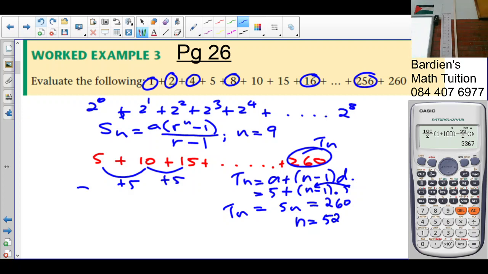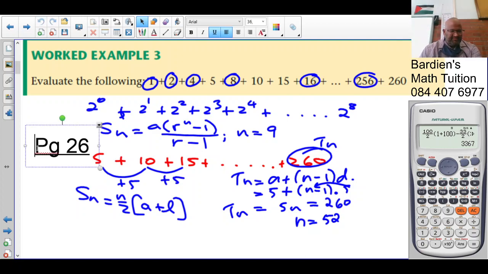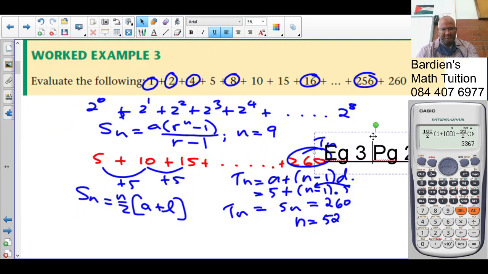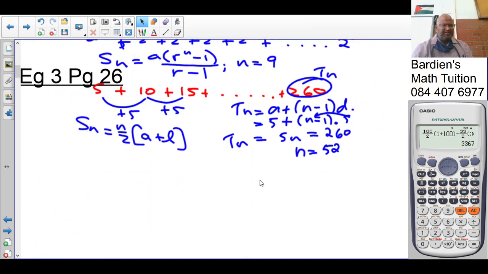So this will follow the formula Sn is equal to n over 2 into a plus l. Can I use that formula? Yes. Why? Because I have my last term there. Okay. Let's just put here work example 3.